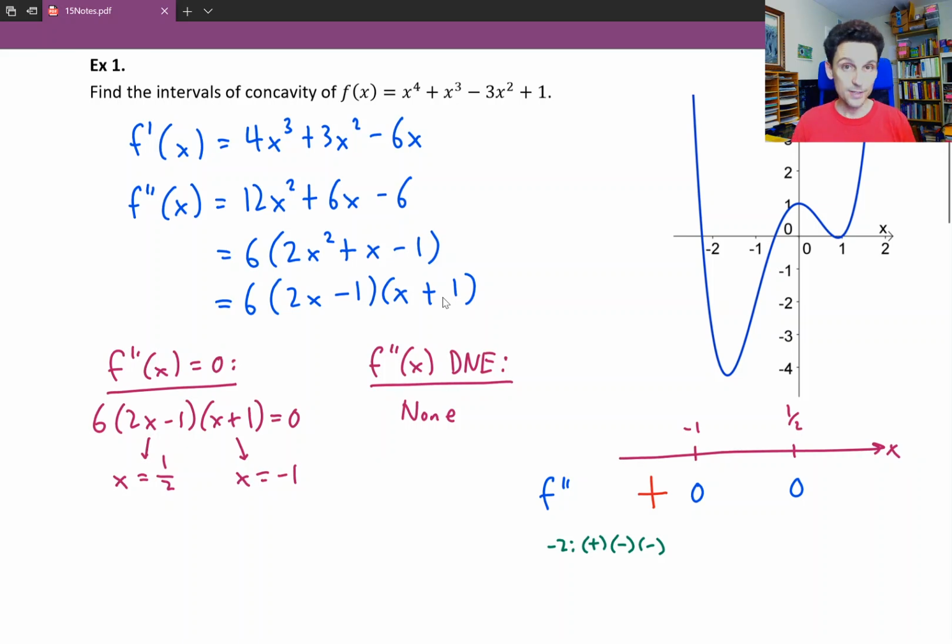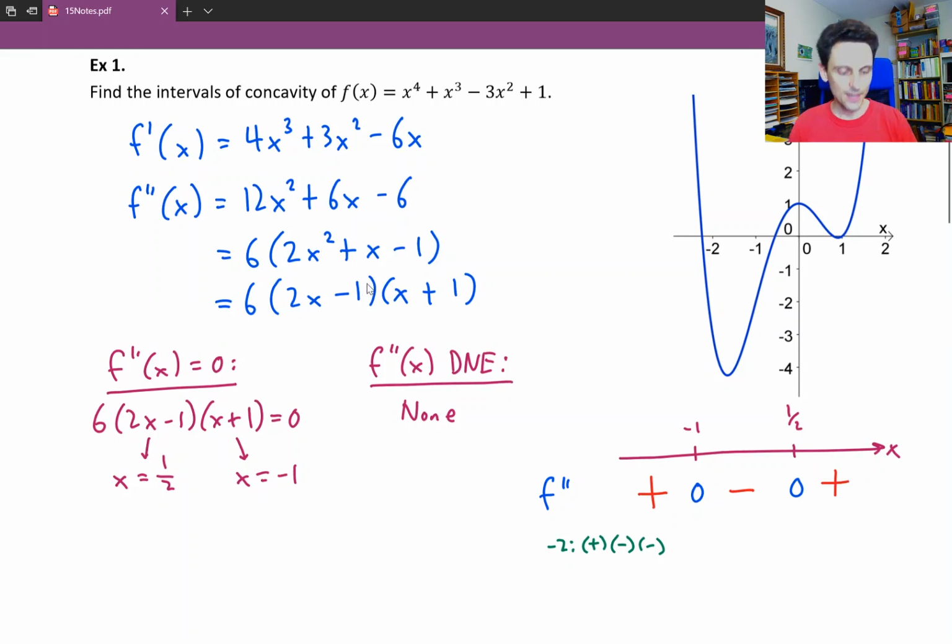Will the sign flip as you cross x equals -1? Yes, because the x plus 1 has an odd exponent, so the sign will flip. Odd multiplicity. Will the sign flip as you cross x equals 1/2? Yes, because 2x minus 1 has an odd exponent.